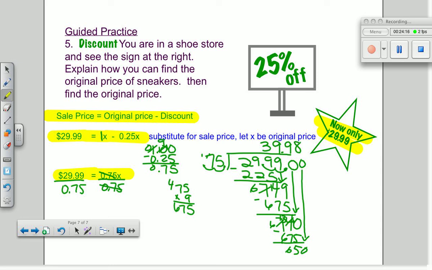And I can stop there. I actually don't have to go anymore because in dollars, decimal place values only go 2 places, so I have a price here. $39.98 was the original price of the sneakers. $39.98. And we're done for today.